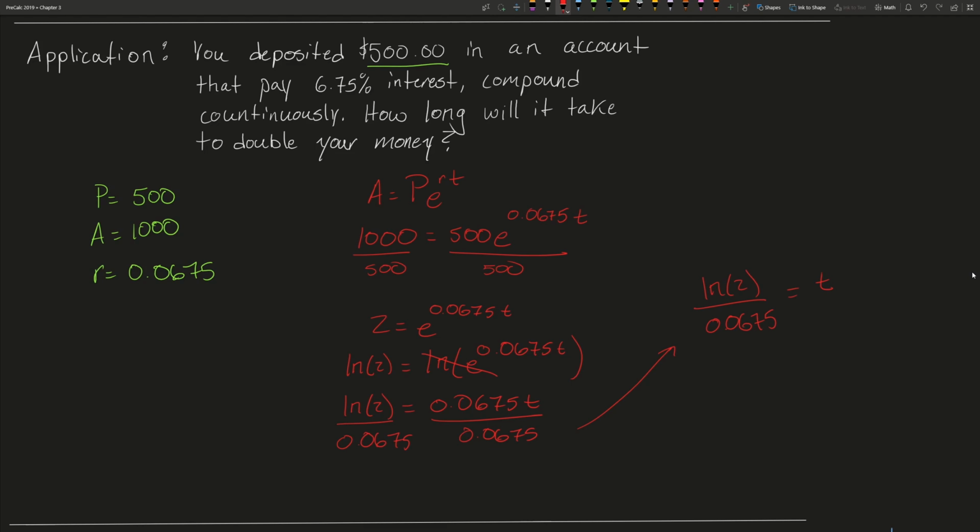So instead of going to our calculators and graphing it, finding the intersect and fixing the windows and all of that, we can just solve using the inverse properties and everything we just learned. And when we plug the natural log of 2 divided by 0.0675 into a calculator, we get 10.27 years. Again, possibly a little bit quicker than using your calculator, but this is just a different way of doing it.